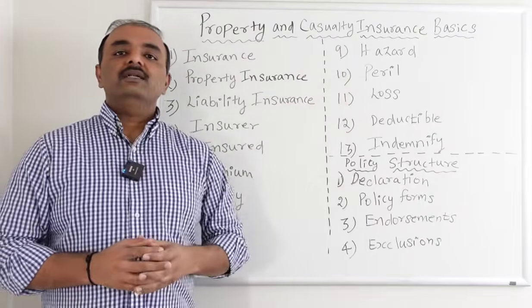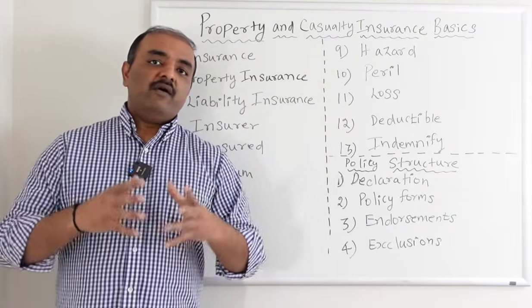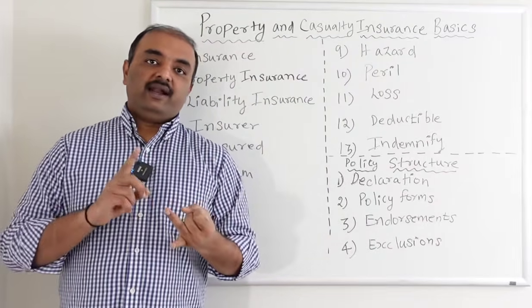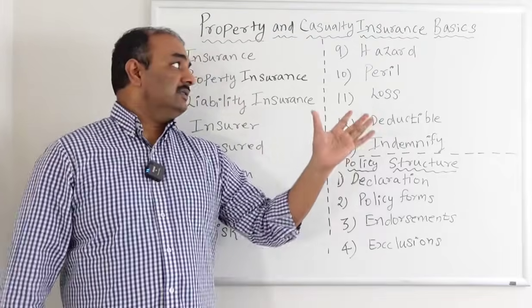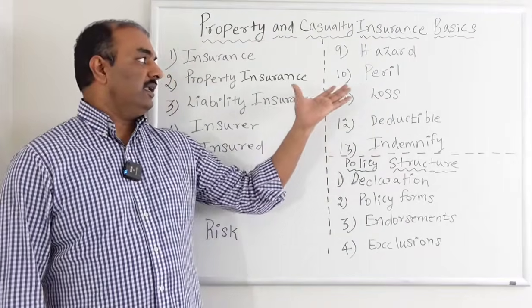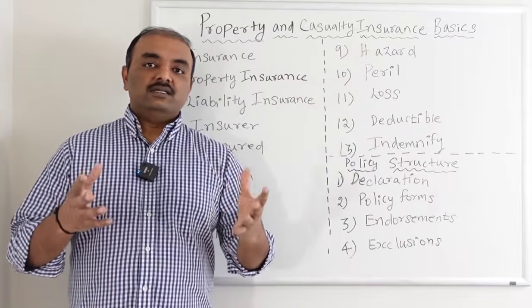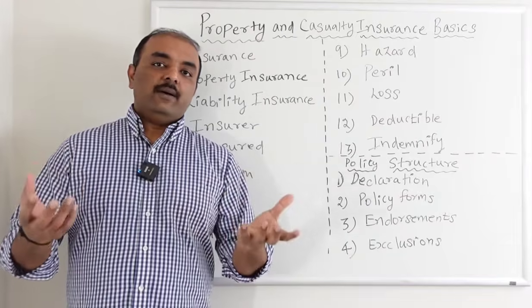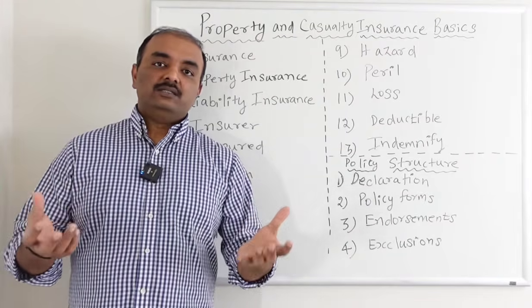Peril. Peril is a cause of loss. Say you have a home, the possibility of cause of loss is fire, rain, and all other things. So that's why we call it peril. Any cause of loss that results in damage is called peril. What is the loss? The actual loss. So if I have a home, if my home is damaged by fire, the actual loss is my home.